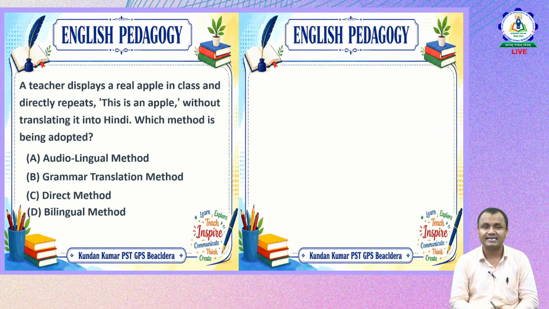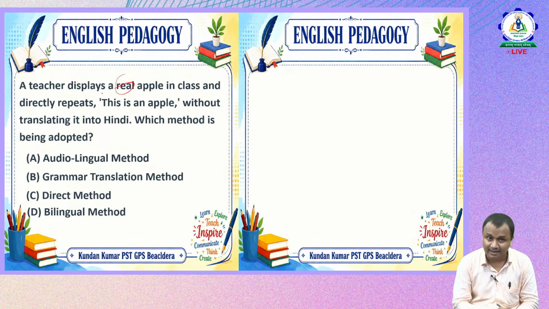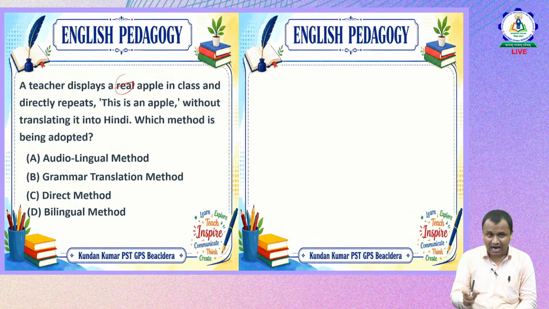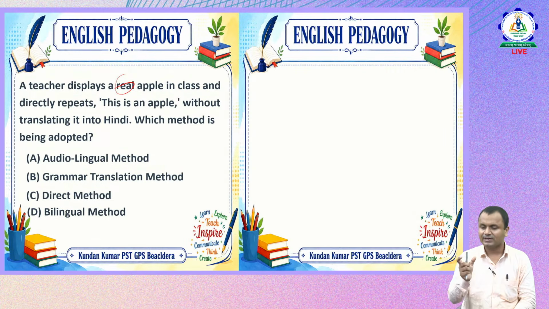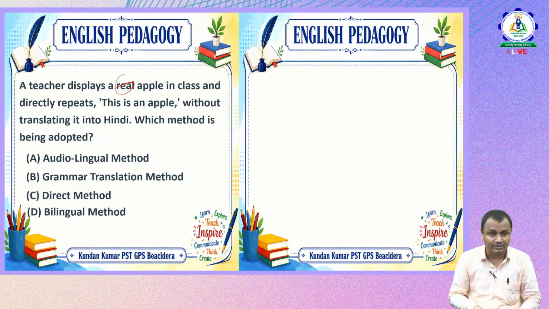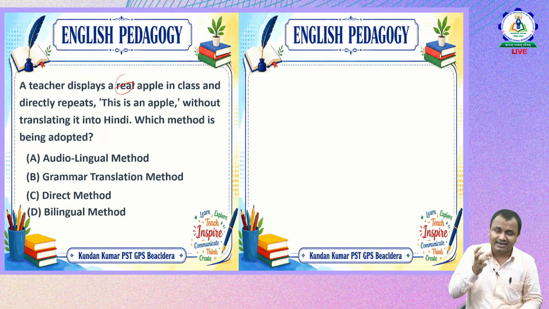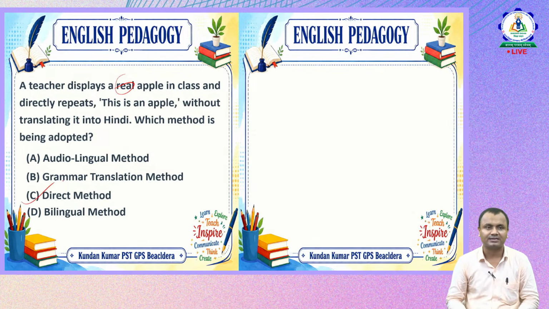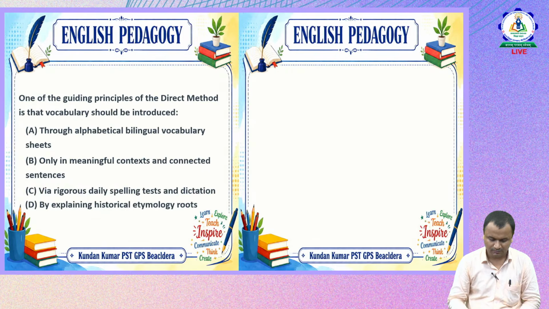A teacher displays a real apple, which means realia, in the class and directly repeats this is an apple without translating it into Hindi. Which method is being adopted? If we say this is an apple, यह एक सेब है, which means we use the grammar translation method. But when we present a real object, the real apple, to the students and then say that this is an apple, we are using realia or the real object to tell the meaning of the word. That is the feature of the direct method.